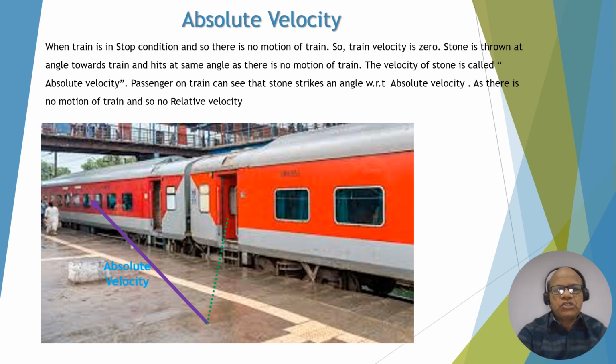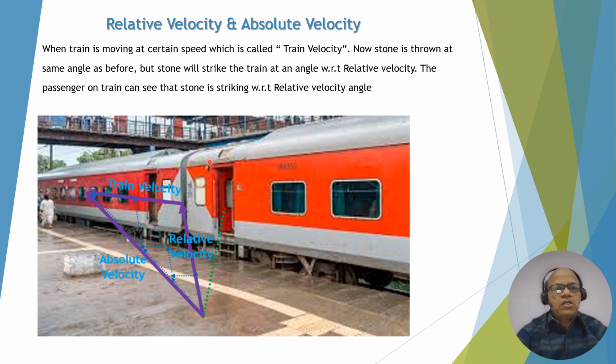Now take the case of this one. Now the train has velocity. Let's assume the train is moving with a certain velocity, which is the train velocity. So this is the train velocity. Now in the same way the stone is thrown at the same angle, but since the train is moving, it will strike here at this angle.